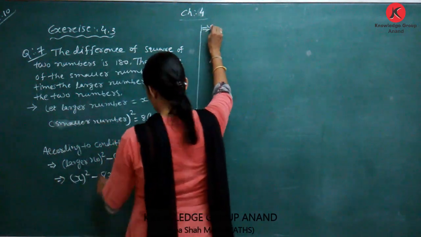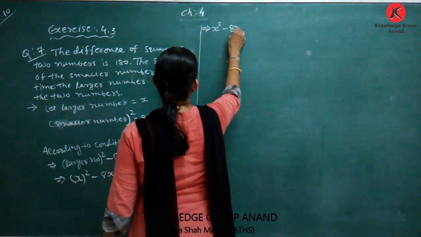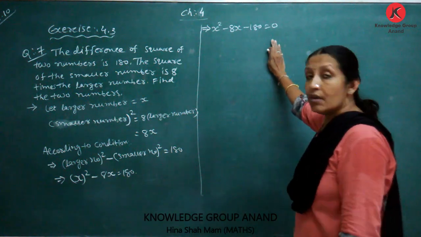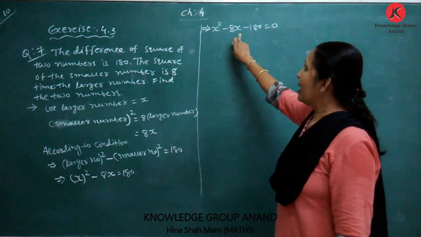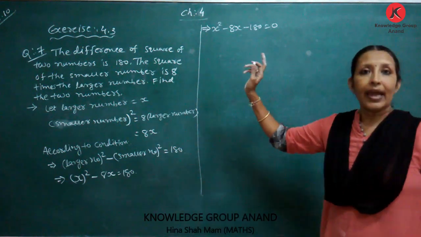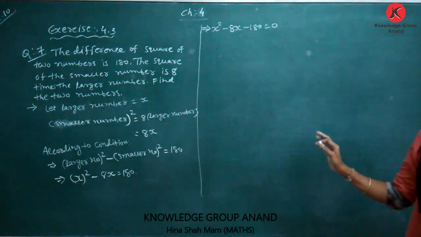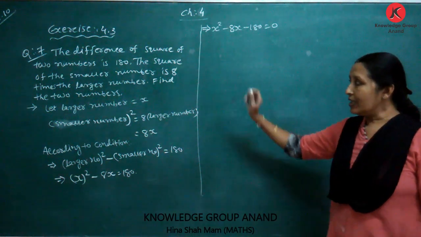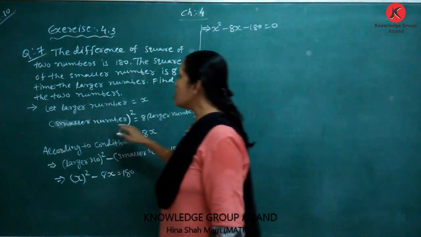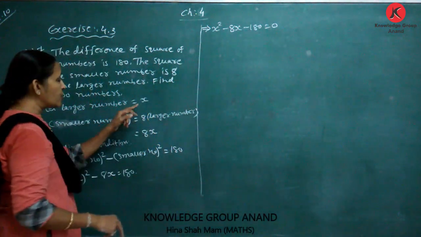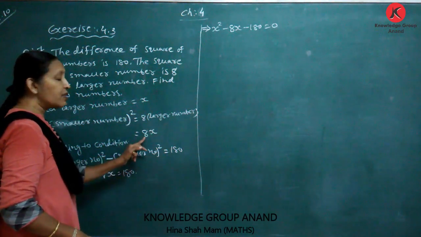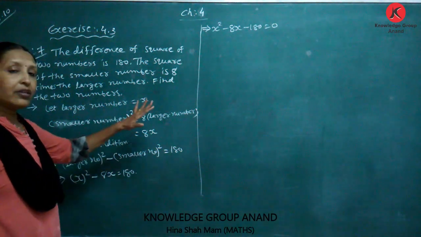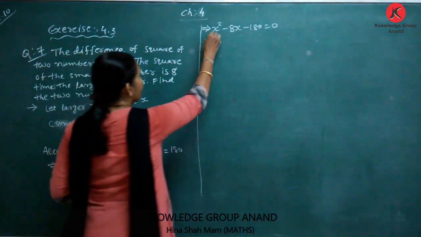Then our equation becomes x square minus 8x minus 180 equals 0. We factorize it: (x minus 18) and (x plus 10). Then x equals 18, x equals minus 10. 18 is correct. Minus 10 is not possible, because the smaller number square would be negative, and a square cannot be negative.